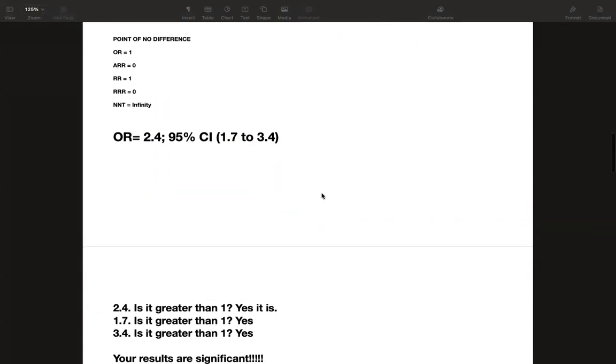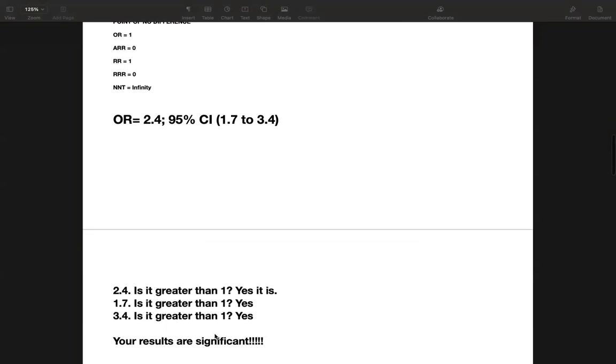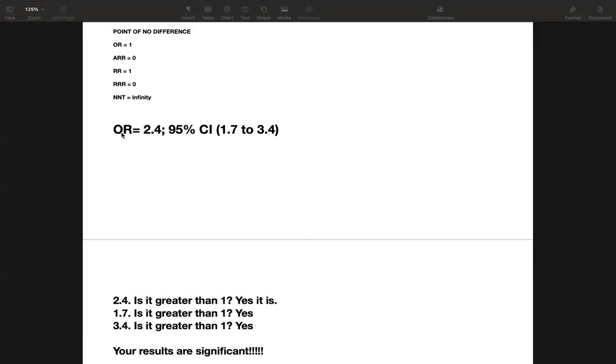See here, 2.4. Is this value greater than 1? Yes, it is. 1.7, the first value of the confidence interval. Is it greater than 1? Yes. The last value of the range, is it greater than 1? Yes. That means your results are significant. This means that you should know the point of no difference of all the values, so that you can find out the significance of your study.